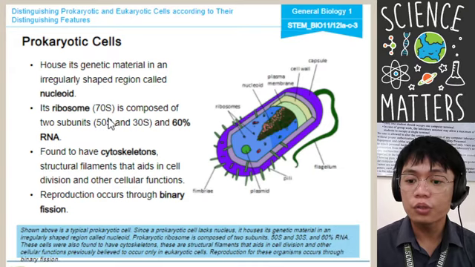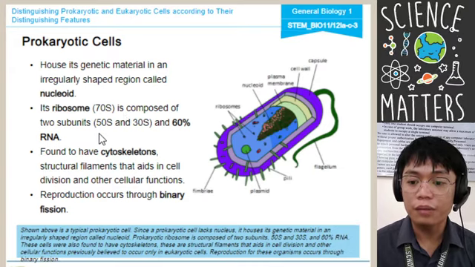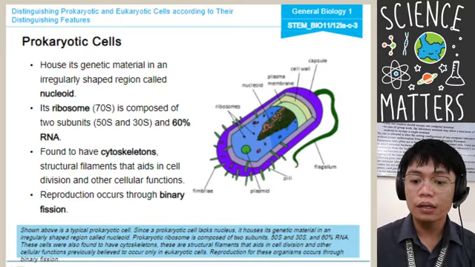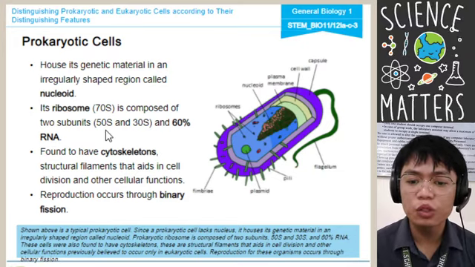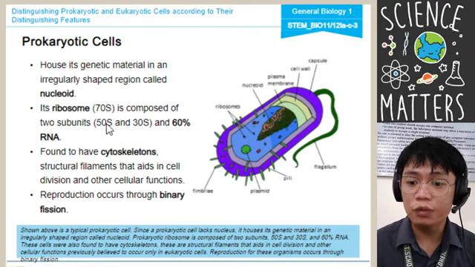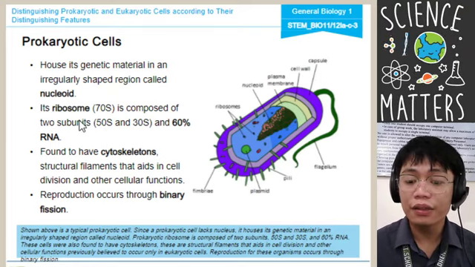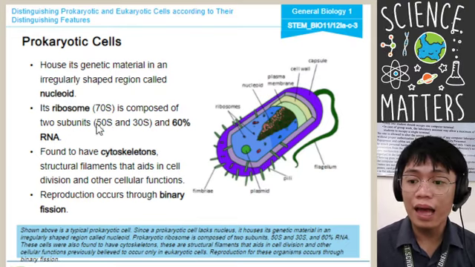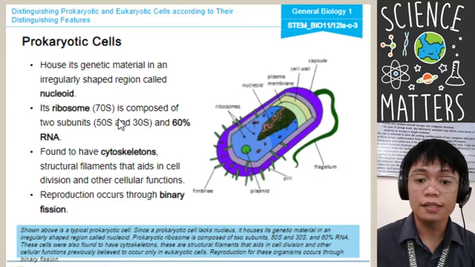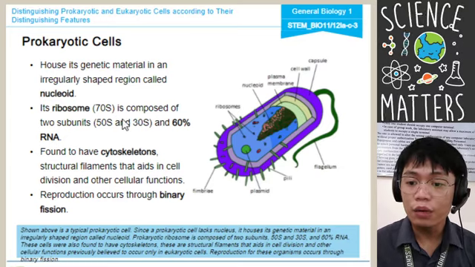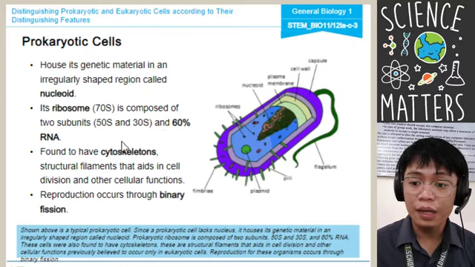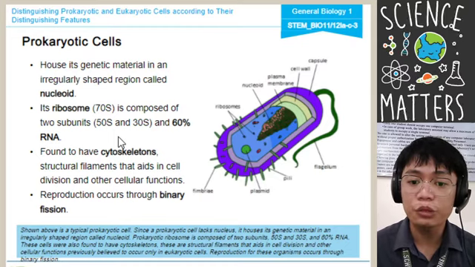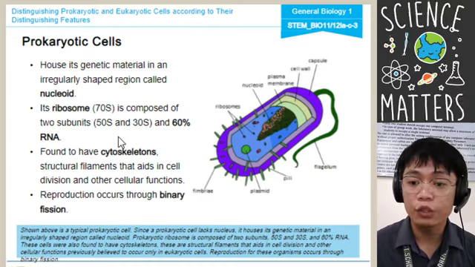So its ribosome is composed of two subunits, 50S and 30S. Take note that the ribosome is the site of protein synthesis. So basically, they are able to reproduce in a short span of time because the ribosomes are scattered. Okay, now they have 60% of RNA, whereas mas madali yung pag-reproduce nila kaysa yung tinatawag nating eukaryotic cell.